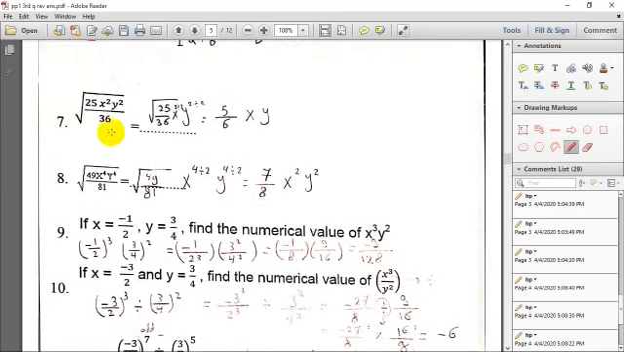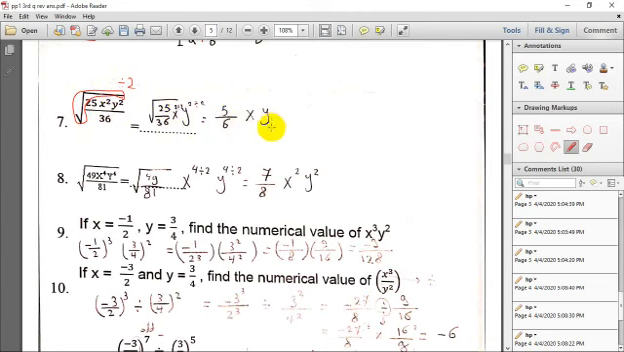Here I have a square root of this expression. How to do it? First, get the square root of the numbers. So square root of 25 over 36. Square root of 25 is 5. Square root of 36 is 6. Very good. What I'm going to do with the symbols? I said that we are going to take the square root and put instead of it divide by 2. So x power 2 divided by 2, and y power 2 divided by 2. So it's equal what? 5 over 6 xy.